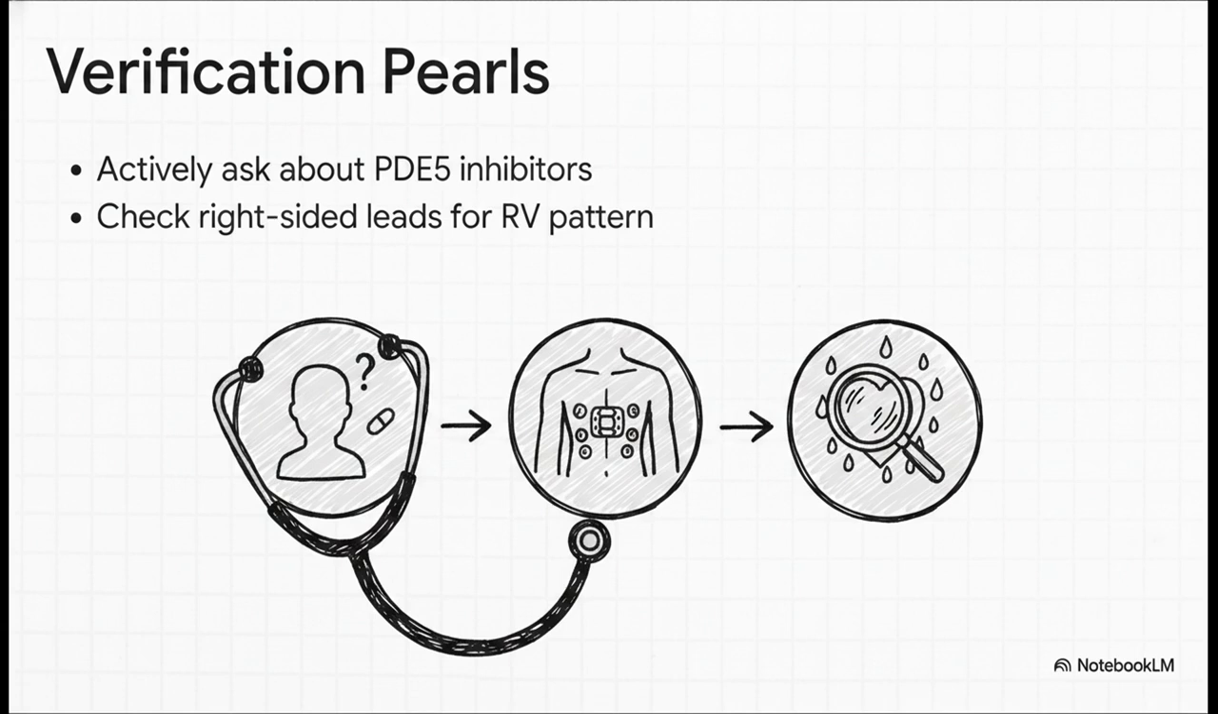Before ordering nitro, actively ask the patient about PDE5 inhibitors. If you see an inferior pattern on the ECG, leads II, III, and aVF, you must get right-sided leads to check for an RV infarct before giving anything that drops preload. And before even considering a beta blocker, you have to actively screen for heart failure.